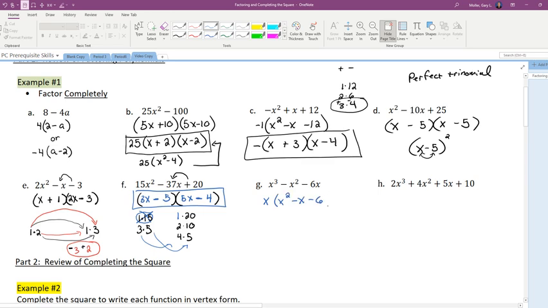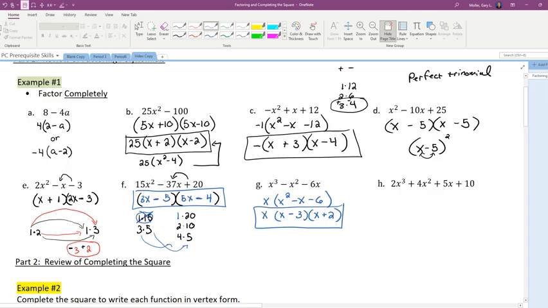And now I'm left with this, which I will try to factor further. I get x and x, and I'm looking for numbers that multiply to be 6 and subtract to be 1. So that's going to be 3 and 2. I need it to be a negative 1, so negative 3 and a plus 2. Don't forget the x that you factored out originally, and there we go.